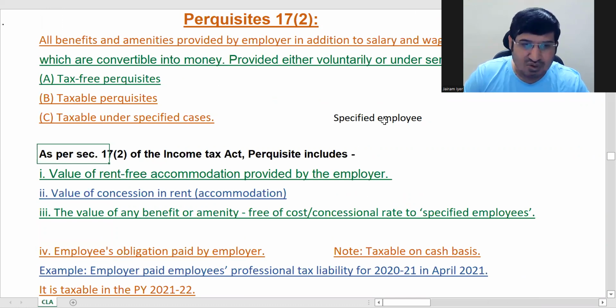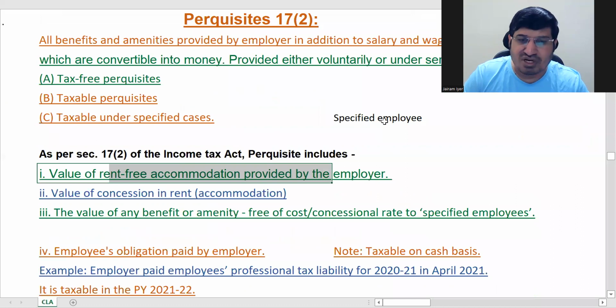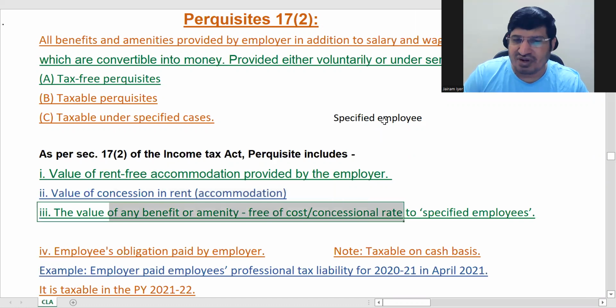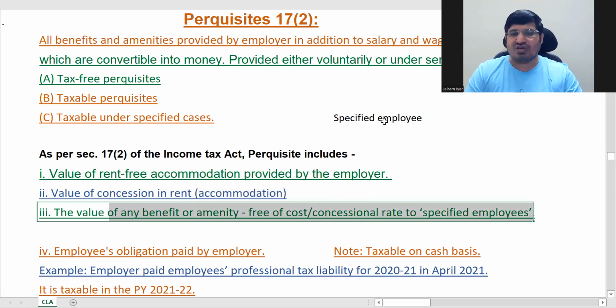Perquisite includes, one, rent free accommodation provided by the employer. If he is providing a concession for rent, then also it is perquisite. Then any benefit or amenity free of cost or at a concessional rate provided to specified employees. We have a definition of specified employees. We will see that a little later. So this point we will be examining later.